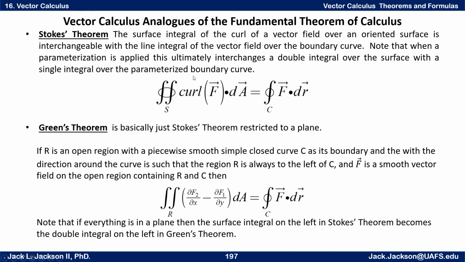Then this left side of Stokes' theorem, this dot product right here, basically becomes just this scalar version of the curl times the dA. And then, of course, that's going to reduce to a double integral there. So that's a double integral on this side. And if we parameterize, that's a single integral on this side. In both cases, it's a double integral on the left and a single integral on the right once we introduce parameters.